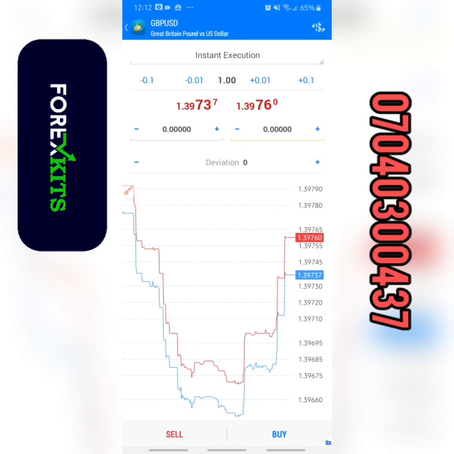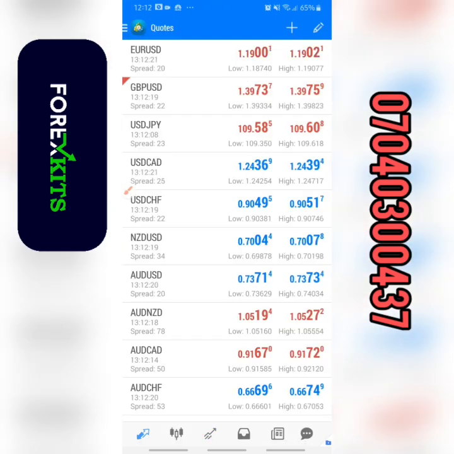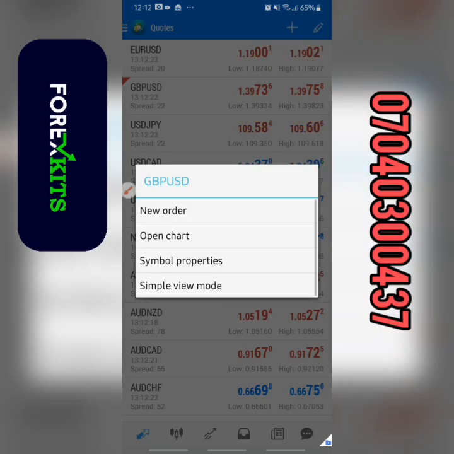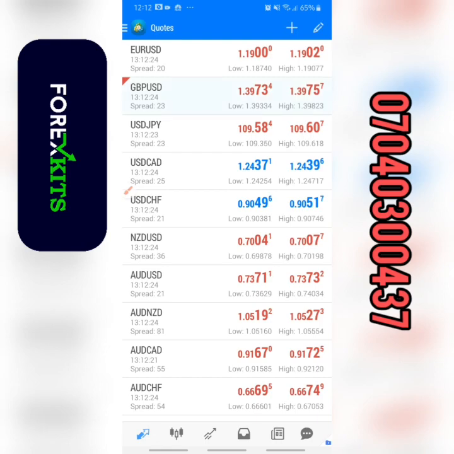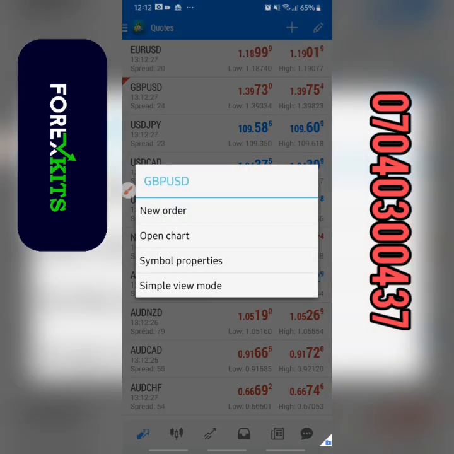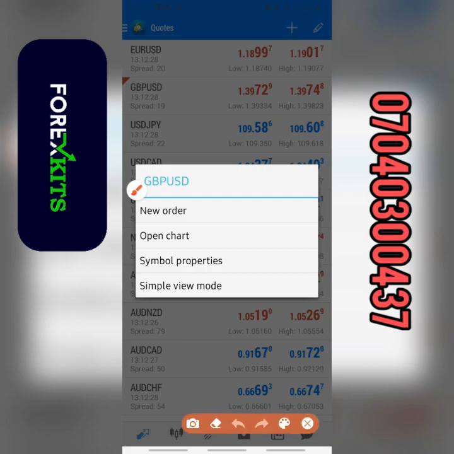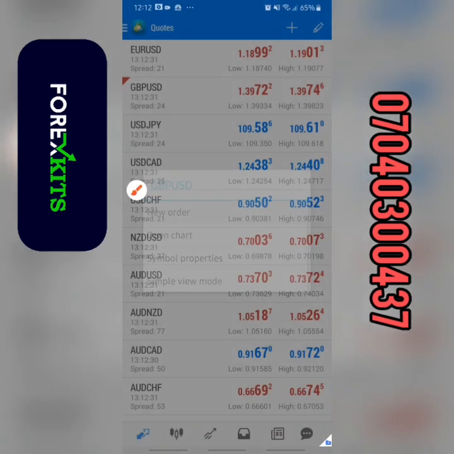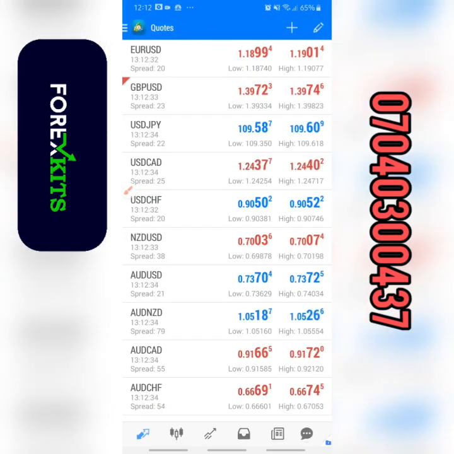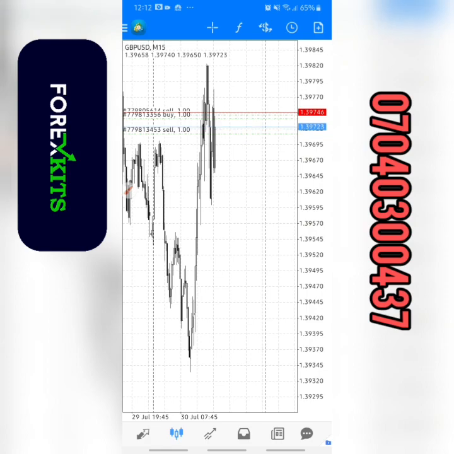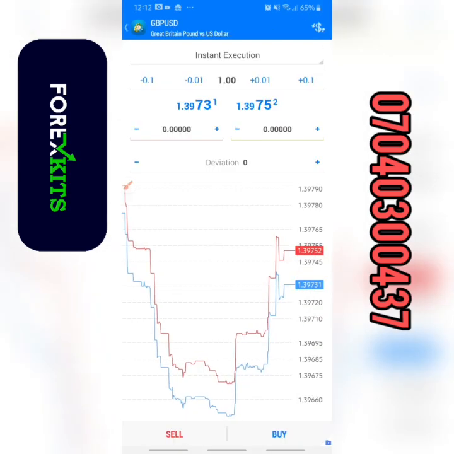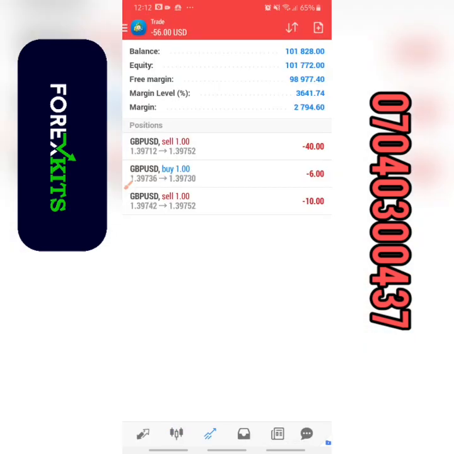So there are 3 ways to get to your order panel. You can come to your quotes panel, click on any instrument for a long time, then click on new order. Once you click on new order, you get brought here. Or you can go to your charts panel and click on the order button right here, at the top right corner. If you click on that, you have the order panel. Or you can come to your trades area and click here.